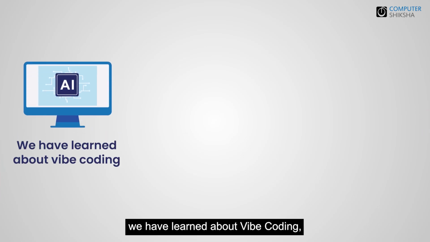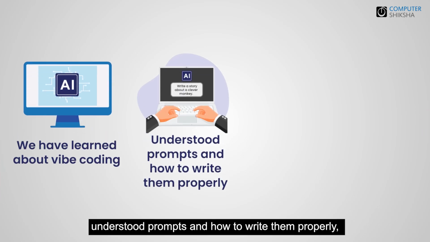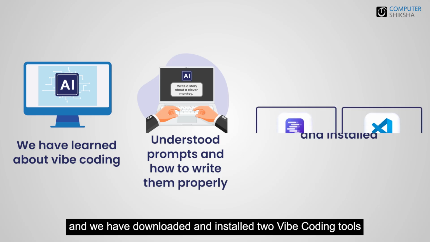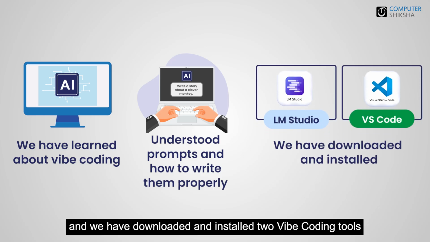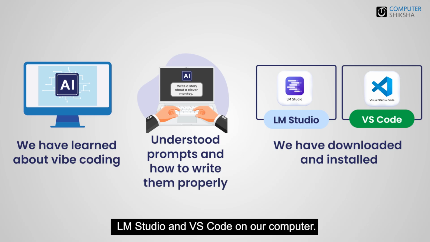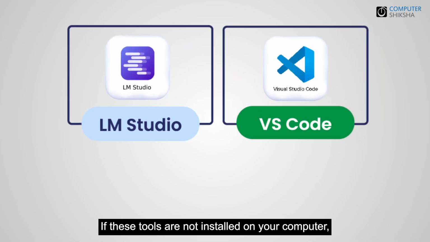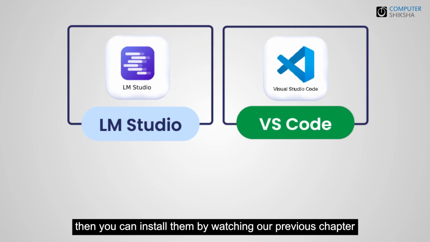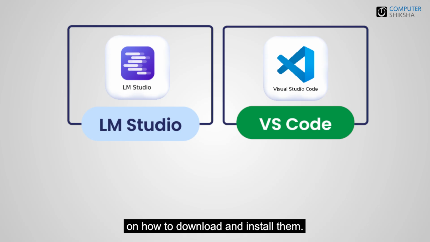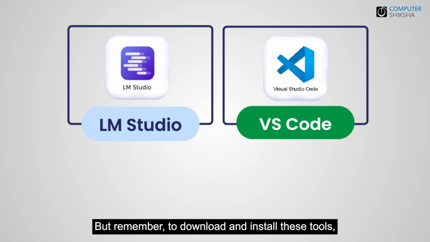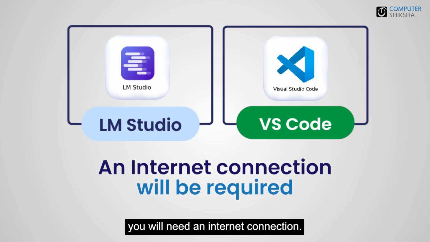So far in this course, we have learned about vibe coding, understood prompts, and how to write them properly, and we have downloaded and installed two vibe coding tools, LM Studio and VS Code, on our computer. If these tools are not installed on your computer, then you can install them by watching our previous chapter on how to download and install them. But remember, to download and install these tools, you will need an internet connection.